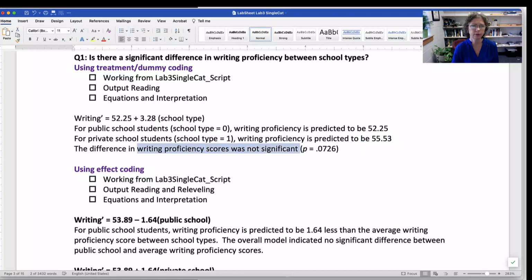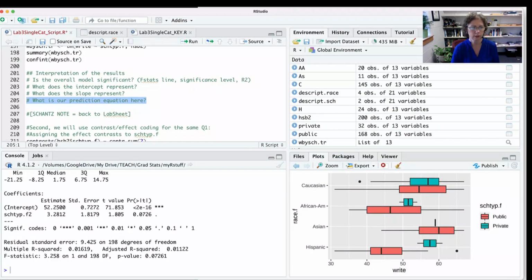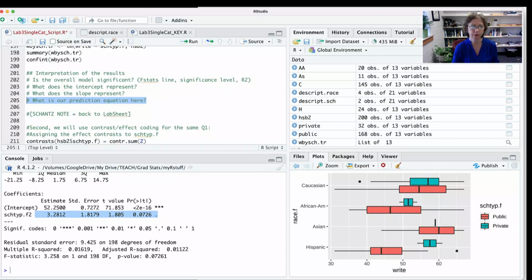And the difference in writing proficiency scores was not significant because the p-value was greater than 0.05 for the regression coefficient as well. Looking at this, right now it's the same p-value for that coefficient as it is for the model. That's not always the case. The only reason it's the same right now is because we only have one predictor in there. Okay, that's treatment coding when we are comparing to the referent.